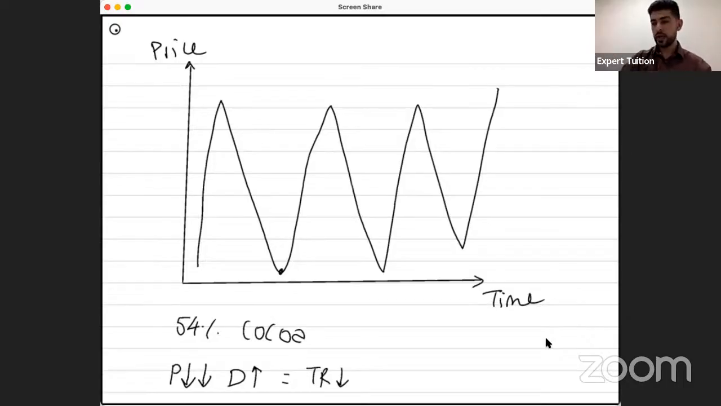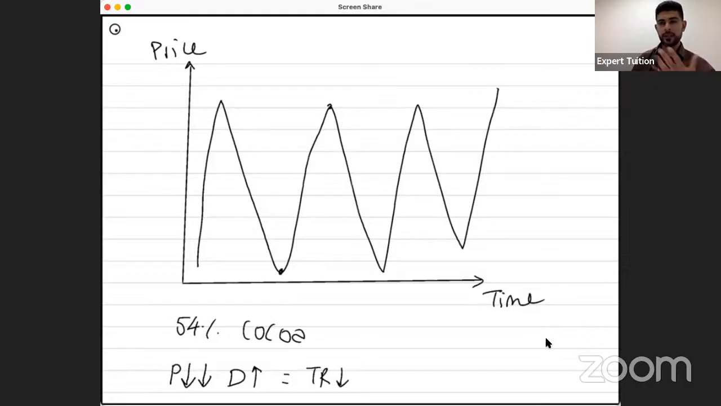Scenario number two, though, is what if the price skyrockets because of an increase in demand? So let's say suddenly there is a lot more demand for cocoa for whatever reason. The issue, though, is that cocoa producers, the cocoa farmers, can they significantly increase their output? Well, the answer is no. And the reason is because the PES is inelastic.